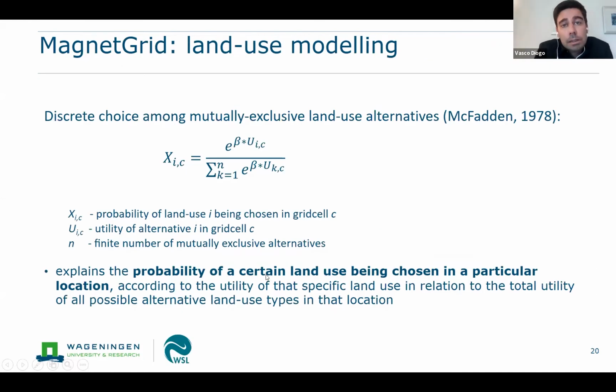We then use these utility maps within the land use modeling module, in which we use an allocation algorithm based on discrete choice among mutually exclusive land use alternatives. This algorithm attempts to explain the probability of a certain land use being chosen in a particular location according to the utility of that specific land use in relation to the total utility of all possible alternatives.